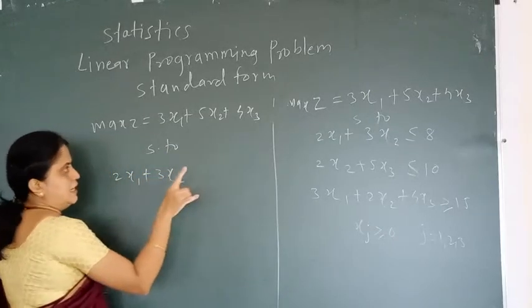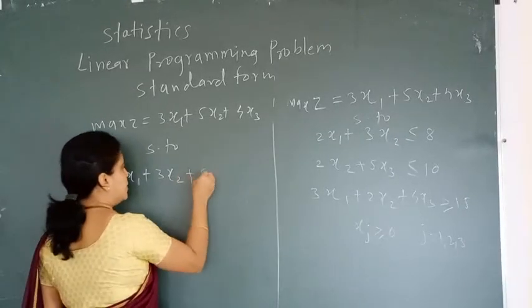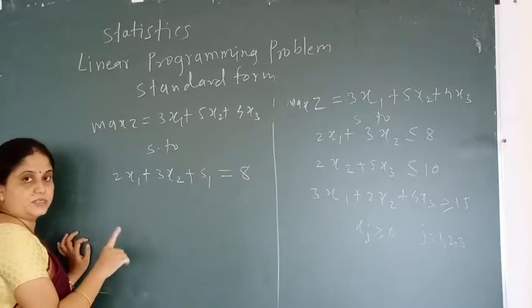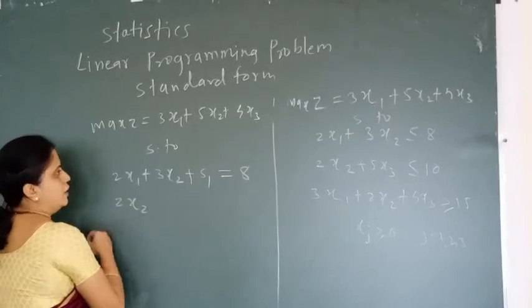Since that is less than or equal to type, I need to add one slack variable, say plus s1. This is equal to 8. So this is my first constraint of the standard form.